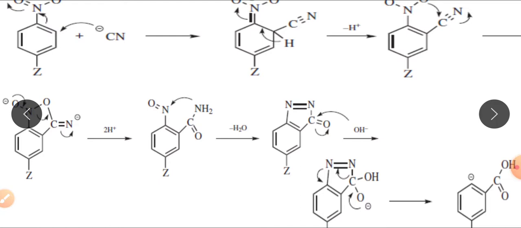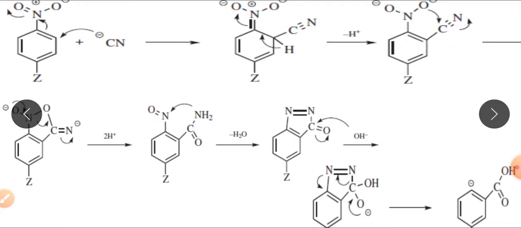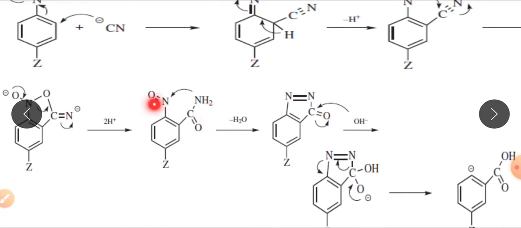After formation of this one, there will be a formation of a nitrogen bond, and this nitrogen along with its lone pair of electrons will now attack this particular nitrogen with elimination of a water molecule, that is hydrogen from here and oxygen from here.